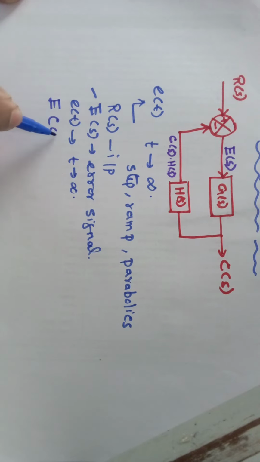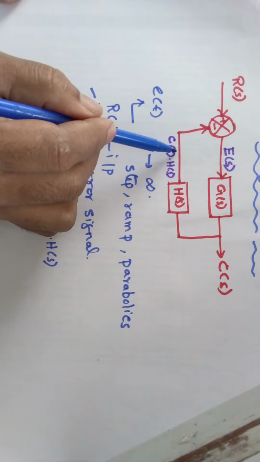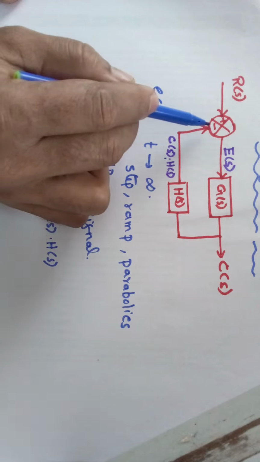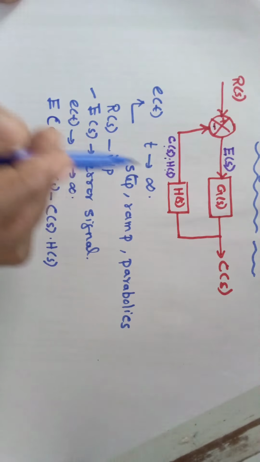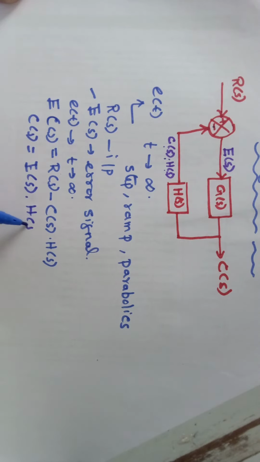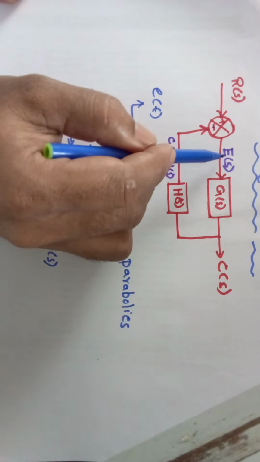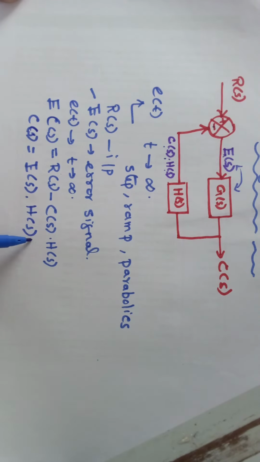From this block diagram, we can write the error signal E(s) as R(s) minus C(s) into H(s). You see, the feedback signal is C(s) into H(s), so it is subtracted at this point. Therefore E(s) is R(s) minus C(s) H(s). Also, C(s) is nothing but your error signal E(s) into G(s). That is what is written here.